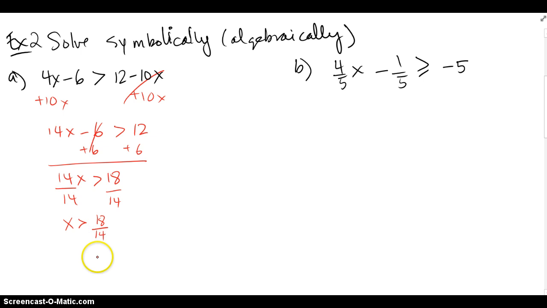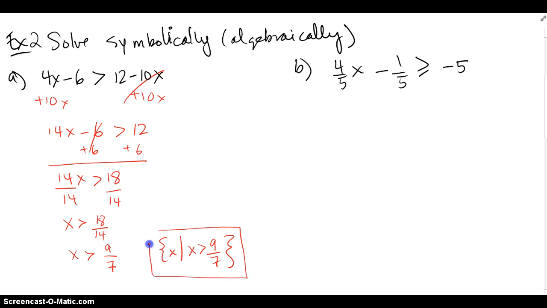It looks like they're both divisible by 2, so that's going to be 9 over 7. So in set notation, x such that x is greater than 9/7. So all the values of x bigger than 9/7 will work for this inequality. It has infinitely many solutions. And anything smaller than 9/7 or equal to 9/7 will not work for this inequality.